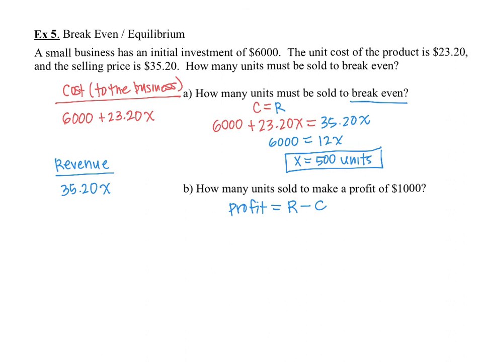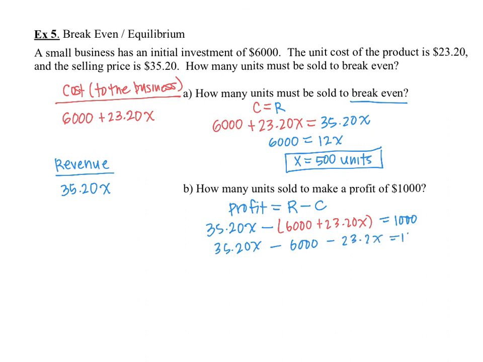Okay, so let's see. What's my profit? My revenue minus my cost, 6,000. And I want it to equal $1,000. Okay, let's solve for the number of units. So 12x equals, let me add the 6,000, I get 7,000. Okay, I'm going to put it in my calculator.